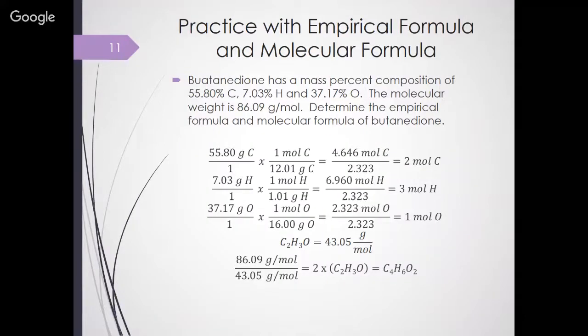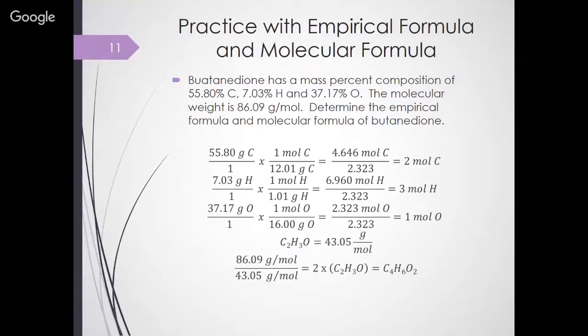So, for practice, butadiene has a mass percent composition of 55.80% carbon, 7.03% hydrogen, and 37.17% oxygen. The molecular weight is 86.09 grams per mole. Determine the empirical formula and molecular formula of butadiene. This is a compound that's found in butter.